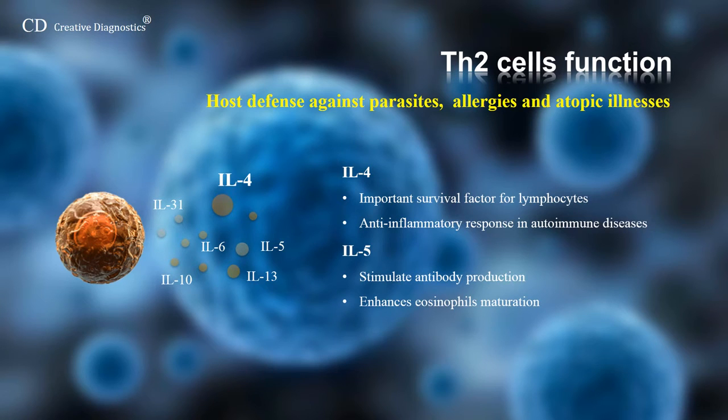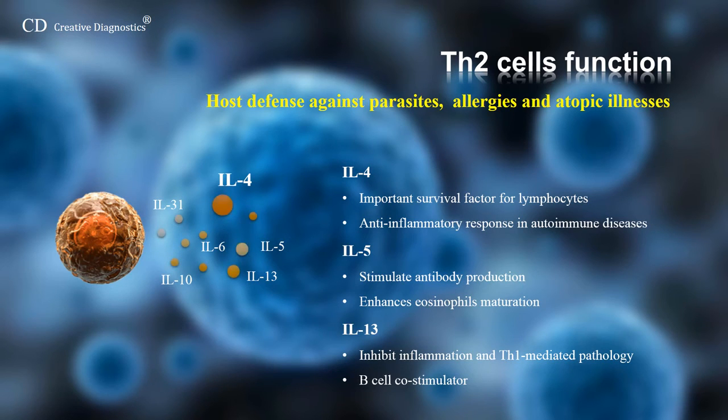Interleukin 5 and 13 are two other major cytokines produced by the Th2 subset. Interleukin 5 was initially described as T-cell replacing factor, which is secreted by Th2 cells to stimulate antibody production from activated B cells, and it also enhances proliferation and differentiation of eosinophil precursors into mature eosinophils. Interleukin 13 is known to inhibit the production of pro-inflammatory cytokines, including interleukin 1 beta, interleukin 12, and tumor necrosis factor by monocytes, promote protection from Th1-mediated pathology, and it also serves as a B-cell co-stimulator that facilitates B-cell activation and maturation.